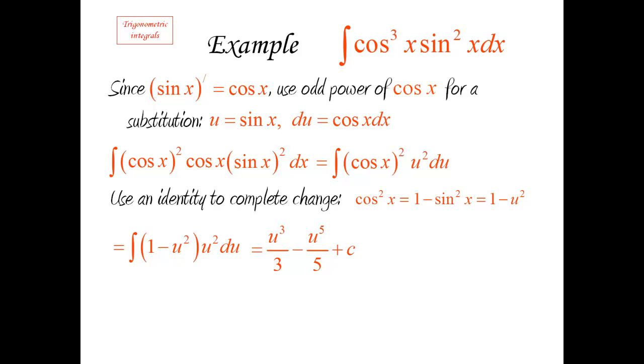Of course, we're not done yet. We have to go back to the original, but that only involves changing every u in there, or each of the two u's, to sine x. And here we've got our full indefinite integral.